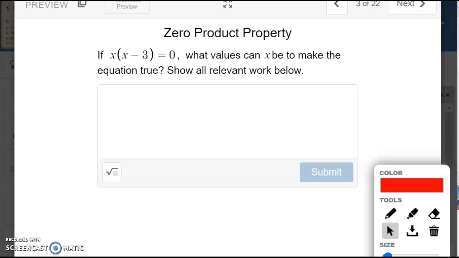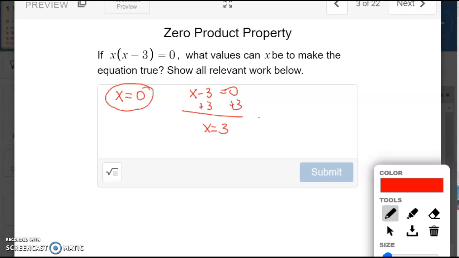Now we're using the zero product property to solve. That means finding the solution for this equation. We know that if one factor multiplied by another factor is equal to 0, either the first factor or the second factor is equal to 0. That's the zero product property. So either the first factor x is equal to 0, or the second factor x - 3 is equal to 0. In this case, add 3 to both sides, and you get x = 3. So the two solutions are x = 0 and x = 3.